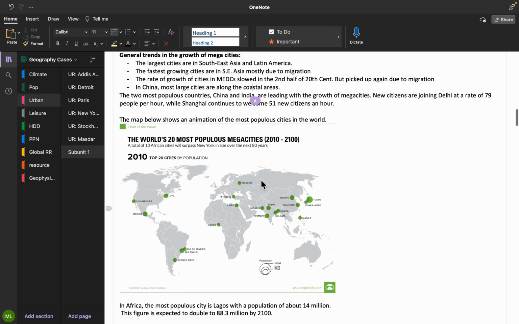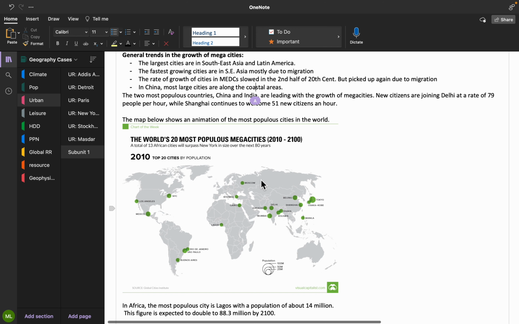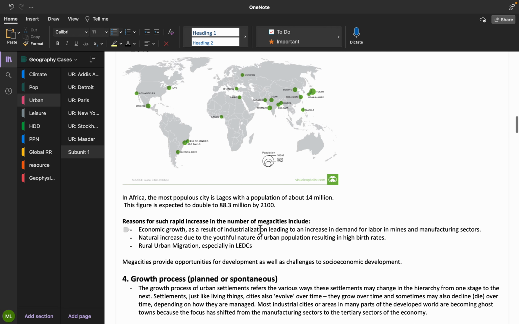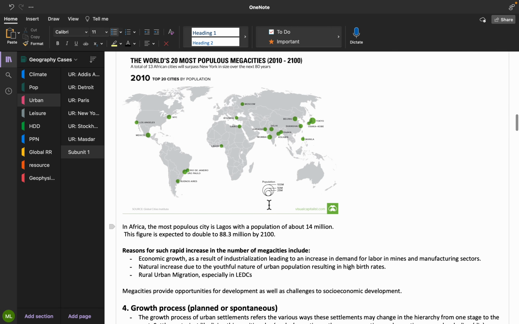So in China, most large cities are along the coastal areas, which you can also observe in the population unit. It's because there are more accessible services there. As you can see from the map I put here, you can see the 20 most populous megacities. There is a concentration in Asia, as well as a small concentration here in Latin America.